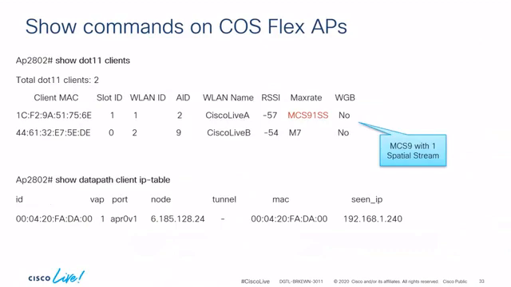We have our show dot11 clients. I included this one specifically because it shows our RSSI for the clients connected and the max rate that he can connect at. So remember, your data rate's going to change sometimes from packet to packet. What this is telling you is what maximum rate that client can connect at. We want to know the IP address that the AP learned from the client. We can do show datapath client IP table.